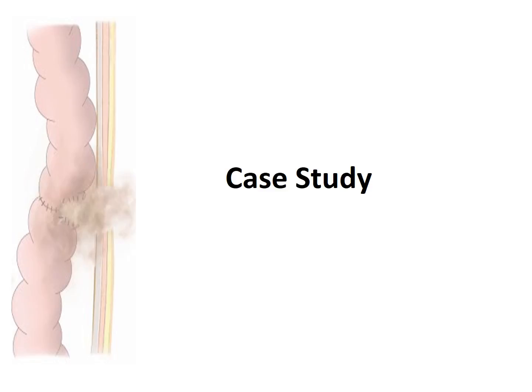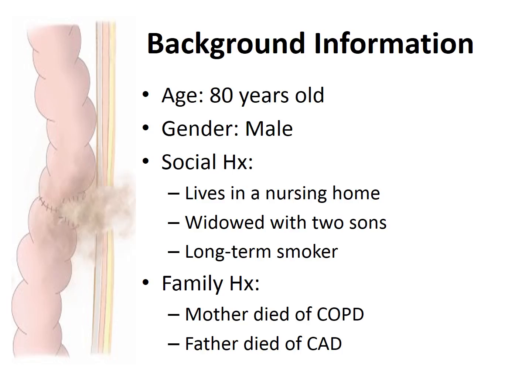all come together with this patient. So let's get background to our patient. His initials were JM. He was 80 years old, a male. When we look at his social history, he lived in a nursing home, was a widower, and had 2 sons. He was a long-term smoker. And when noting his family history, his mother died of COPD, so a lung condition. His father died from heart disease.